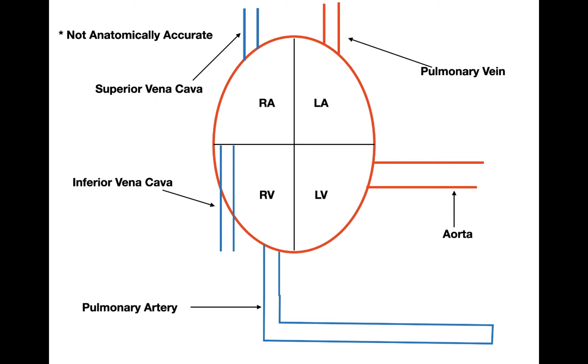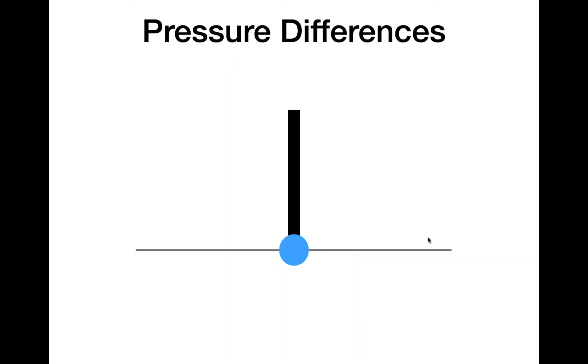Before we can talk about the cardiac cycle, we have to talk about pressure. Pressure differences are going to be the mechanism behind how the heart works. So in order to understand how the heart works, we have to understand pressure differences. Just so you know, pressure is equal to the force exerted over a certain area. So the units of it are newtons per meter squared. In order to understand this, I have an analogy.